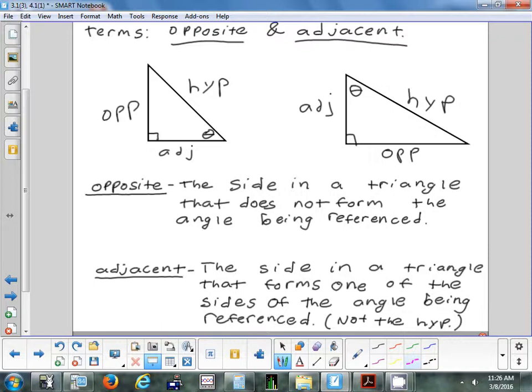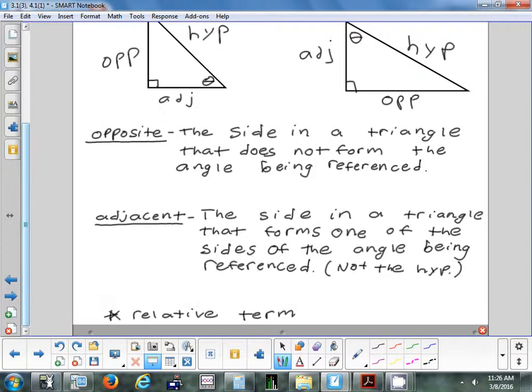Okay, so the hypotenuse is always in the same spot. Okay, it's kind of like in this room saying what direction is up. It doesn't matter if you face the wall, if you face the door, if you face the window, up is always the same way. Okay, but left and right change depending on which way you face, just like opposite and adjacent change depending on where you put theta. Okay, so they're, again, what we call relative terms. All right, so any questions on opposite and adjacent?